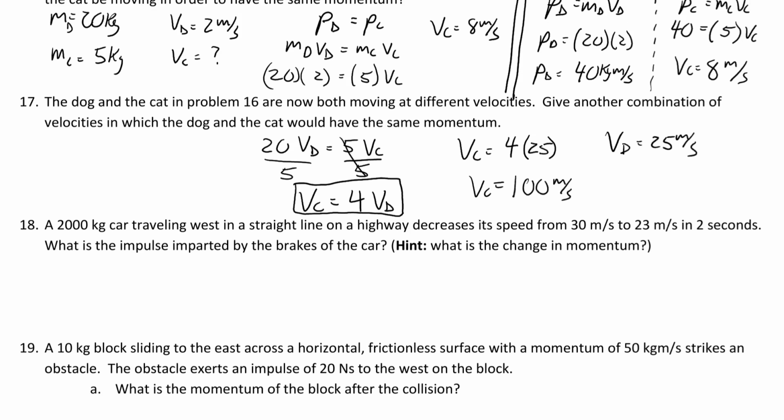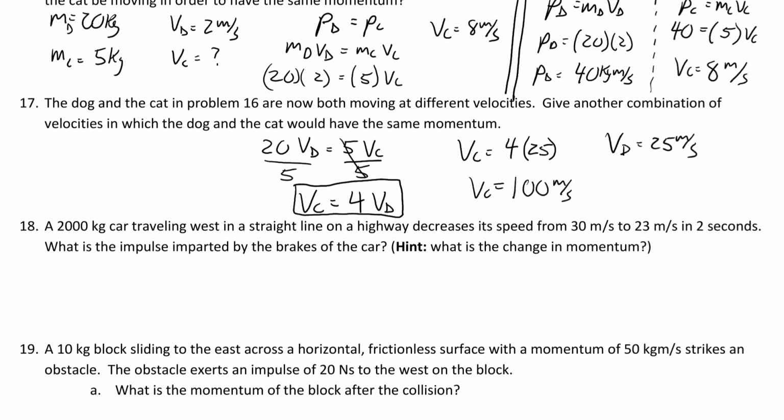All right. 16 says a 2,000 kilogram car traveling west, so the mass is 2,000 kilograms, and it's traveling west in a straight line on a highway, decreases its speed from 30 meters per second to 23 meters per second in 2 seconds. Okay, so the initial velocity is 30 meters per second, but you're going west, so you better make that negative, right? And then the final velocity is negative 23 meters per second. And the time is 2 seconds. So far, we haven't done any work. We're just writing down the given information.